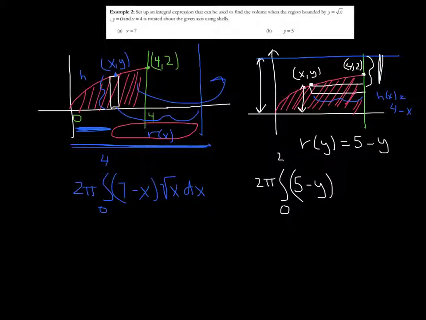4 minus x. But we can't do anything in terms of x, so we've got to solve the equation y equals the square root of x for x. We're going to square both sides: y squared equals x. So this is going to be 4 minus y squared, and that is your height, and dy is the thickness of our rectangle. And this problem says just set up the integrals. We don't have to solve them.